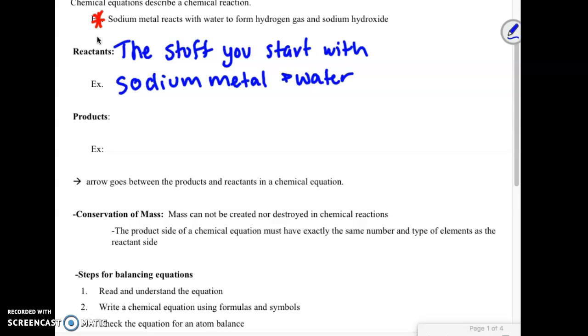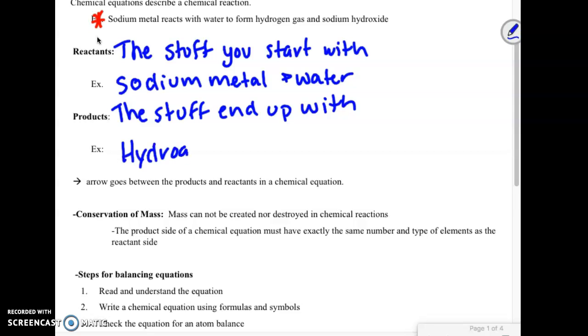So products are the exact opposite. It's the stuff you end with. It's the stuff you end up with. And from my example up there, it is hydrogen gas and sodium hydroxide. I can't spell gas. Sodium hydroxide. Because it's telling me that I started with sodium metal and water and it made hydrogen gas and sodium hydroxide, okay?